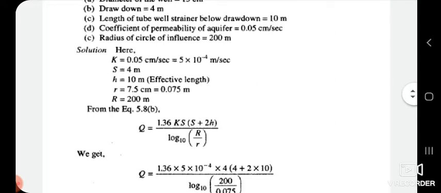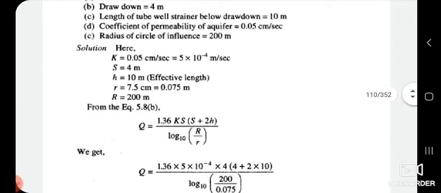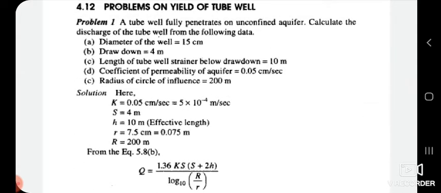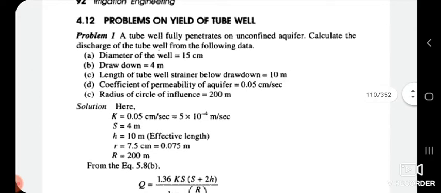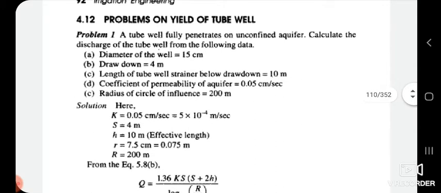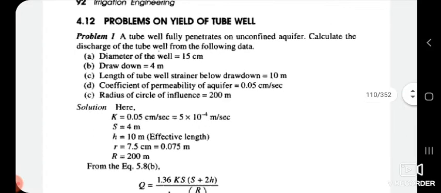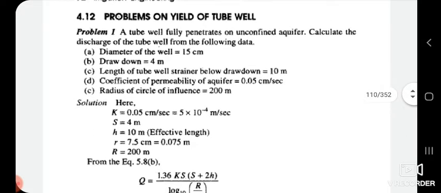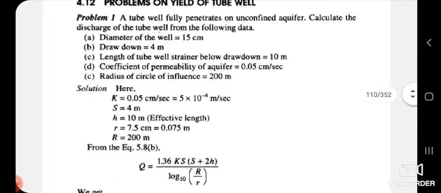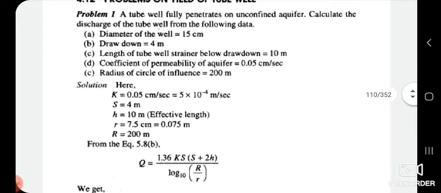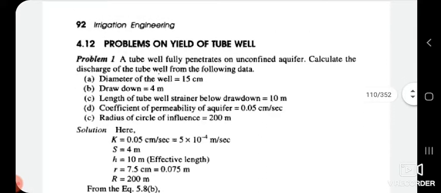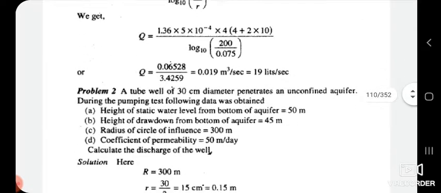Now what you can do is, instead of h equal to 10 meter, take 12 meter, and instead of diameter of the well as 15 centimeter, take 16 centimeter, and drawdown as 4.5 meter, and radius of circle of influence as 220 meter, and remaining you can keep as such, and try to work out the problem.